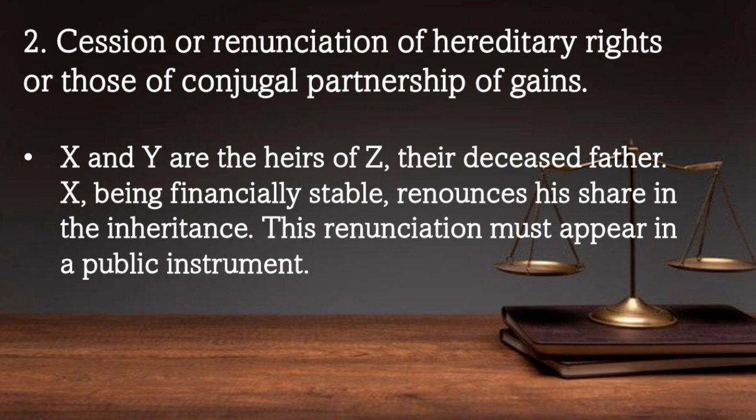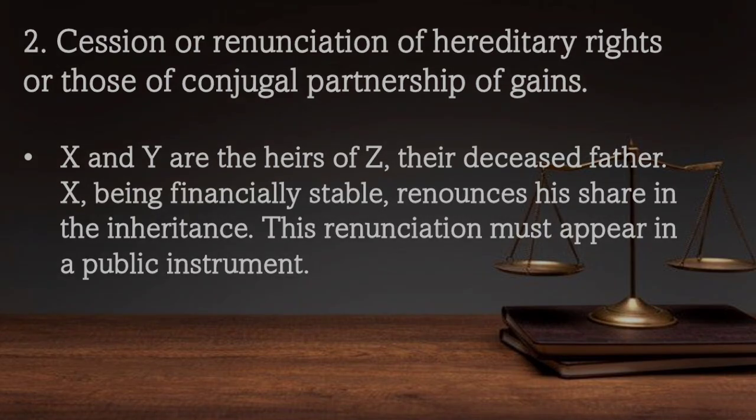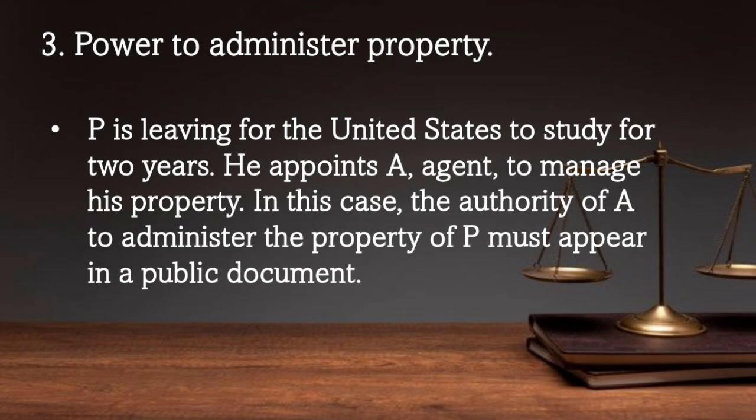Second, cession or renunciation of hereditary rights or those of the conjugal partnership of gains. For example, X and Y are heirs of Z. Upon the death of their father, X, being financially stable, renounces his share in the inheritance. So this renunciation must appear in a public document. Third, power to administer property. For example, P is leaving for the United States to study for 2 years. He appoints A as agent to manage his property. So in this case, the authority of A to administer the property of P must appear in a public document.